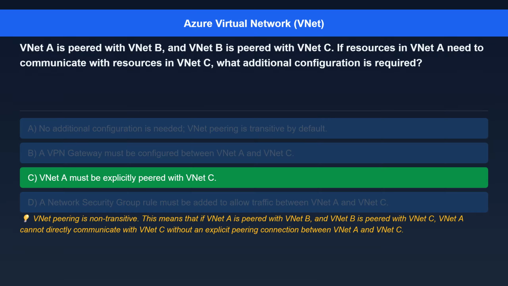The correct answer is VNet A must be explicitly peered with VNet C. Here's the explanation. VNet peering is non-transitive. This means that if VNet A is peered with VNet B and VNet B is peered with VNet C, VNet A cannot directly communicate with VNet C without an explicit peering connection between VNet A and VNet C.